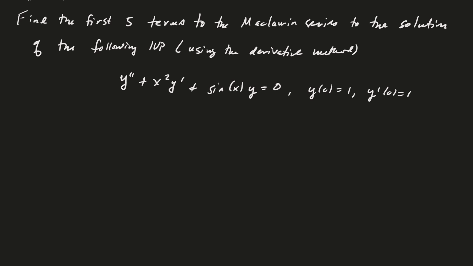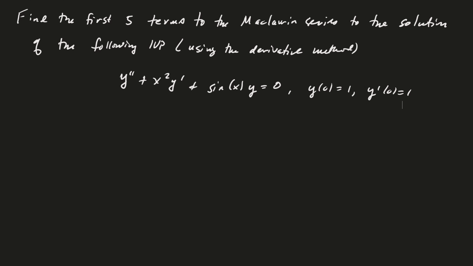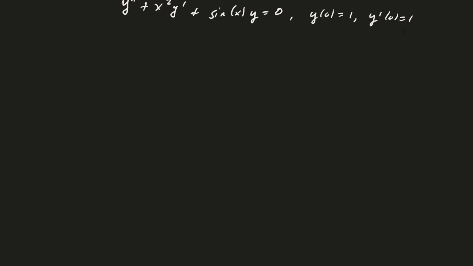Alright, so here's a couple of fairly short examples from Chapter 5. We want to find the first 5 terms of the Maclaurin series for the solution to the following IVP. So we have y double prime plus x squared y prime plus sine of x times y equals 0, with y of 0 equals 1 and y prime of 0 equals 1.